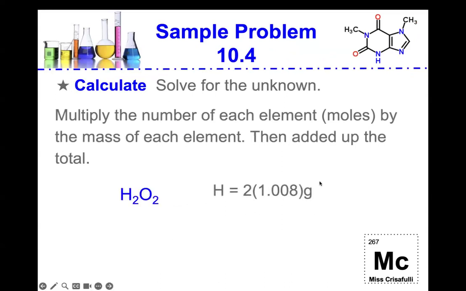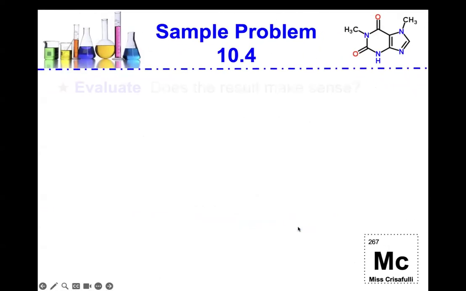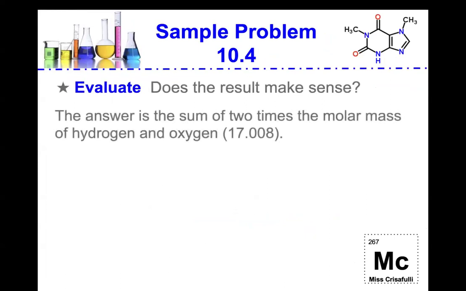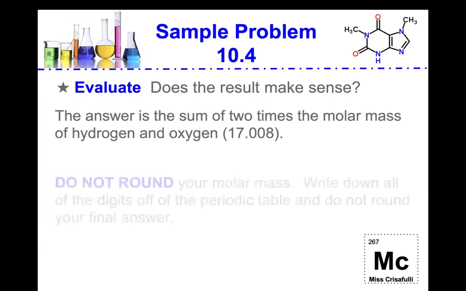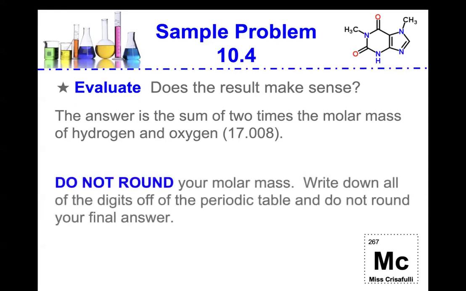So H2O2, we have 2 hydrogens, so we take 2 times 1.008 plus 2 oxygens times 16. So we get a total of 34.016 grams per mole. Does the result make sense? The answer is the sum of 2 times the molar mass of hydrogen and 2 times that of oxygen, which is about 34. Never round your molar mass. You should write down all of the digits off of the periodic table and do not round your final answer at all.